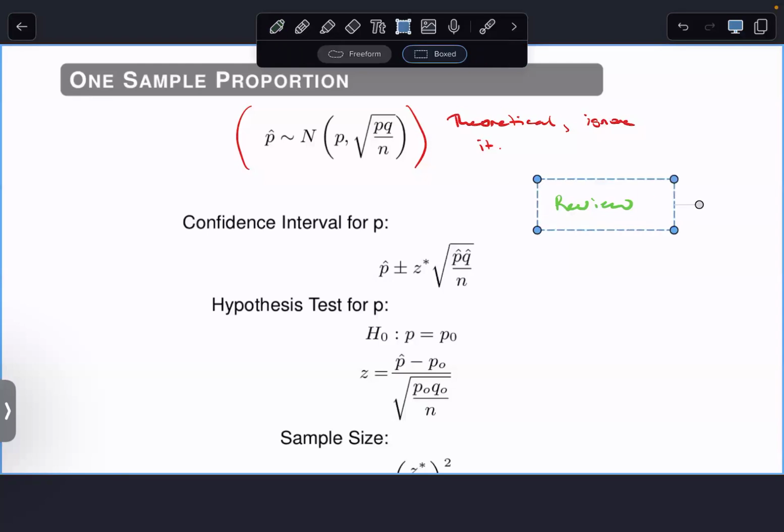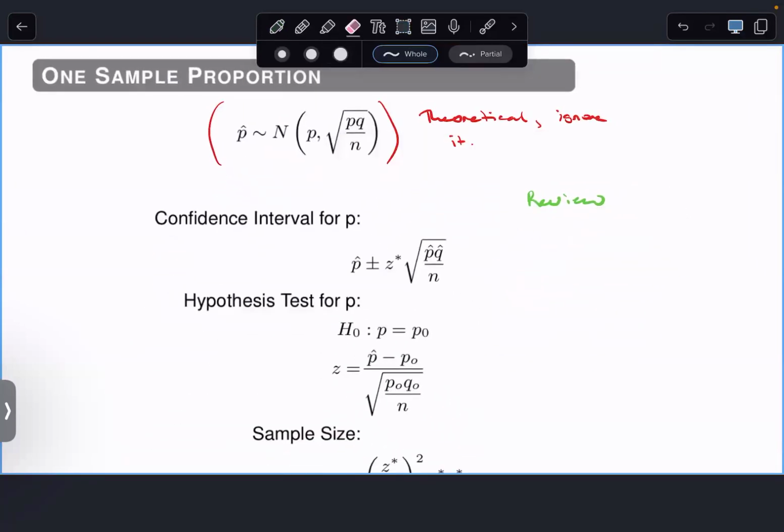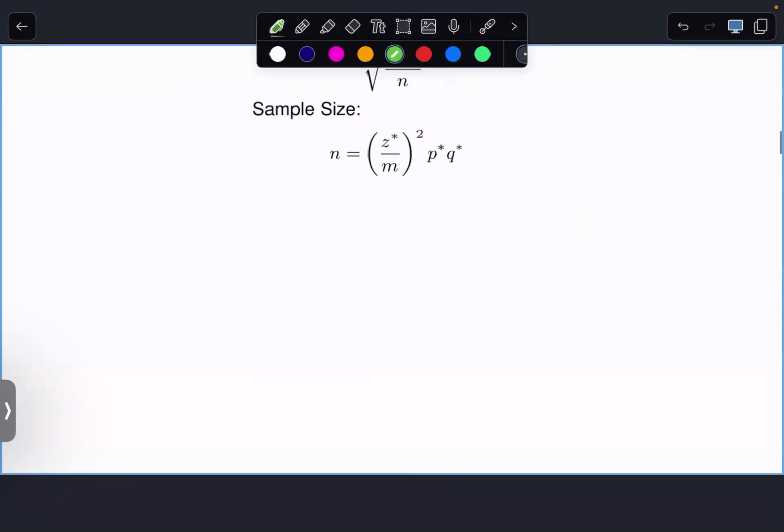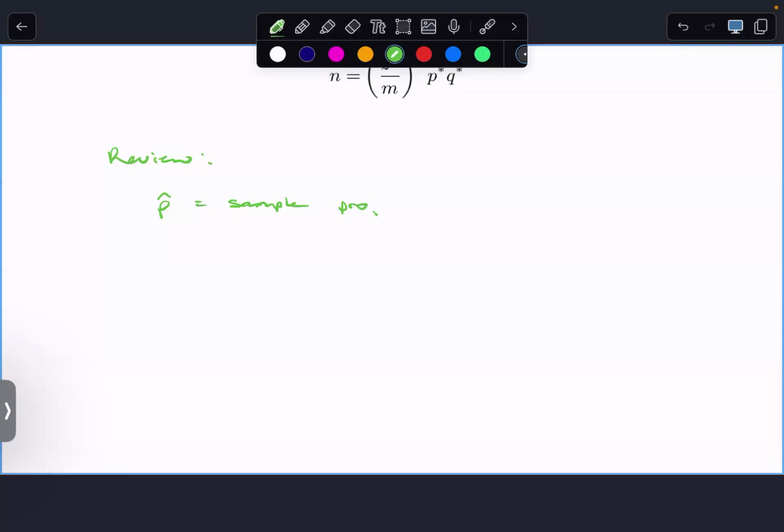P hat is a sample proportion. It's our point estimate of P, our population proportion. And we also said that it's going to be X over N, where X is the number of successes.